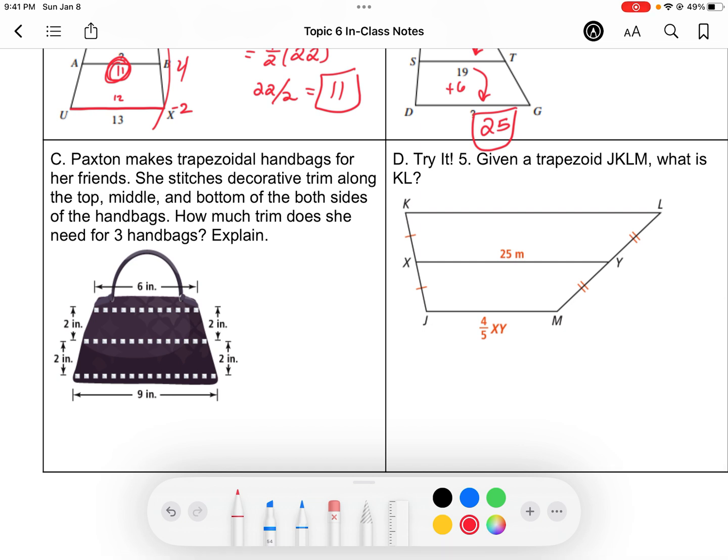Paxton makes trapezoidal handbags for her friends. She stitches decorative trim along the top, middle, and bottom of both sides of the handbags. How much trim does she need for 3 handbags? Now that's important. 3 handbags. So we're going to find an answer for this one handbag, and then we're going to multiply it by 3. Okay, so let's keep on going.